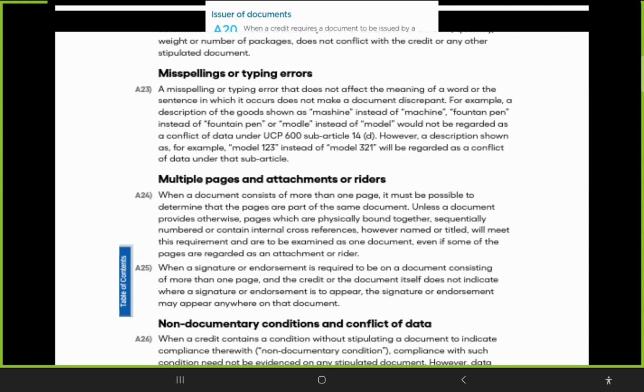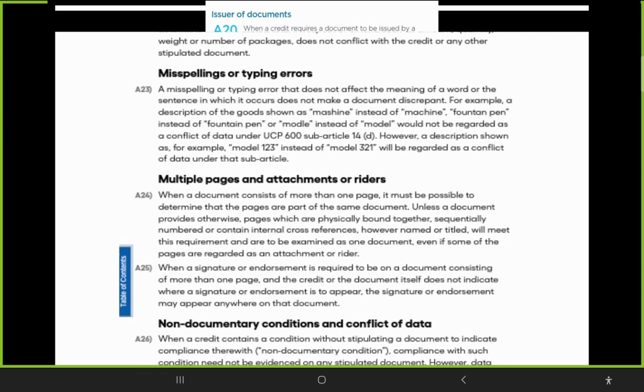Or contain internal cross-references. What is that? For example, if it is saying "continued from the previous paragraph of this," or if it is saying a continuation of a specific page or content from the first page of the invoice, then such cross-references can also mean that it is one single document. So however named or titled, you should be taking that as one single document, but not different documents. That's how you do it.